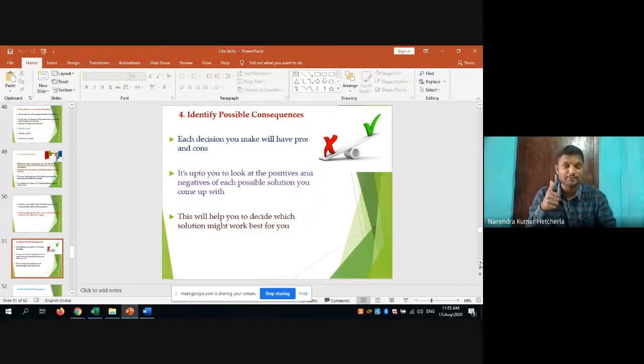All right. Once you have identified the problem, it is good that you have gathered ample information. Finally, the third step, it is good that you have come out with a good number of solutions. But coming out with a good number of solutions can't help you to execute. Once again, you need to sit back and identify possible consequences within that. It is up to you to look at the positives and negatives of each possible solution you come up with. Unless you do that, your decision cannot bring you a fruitful result.